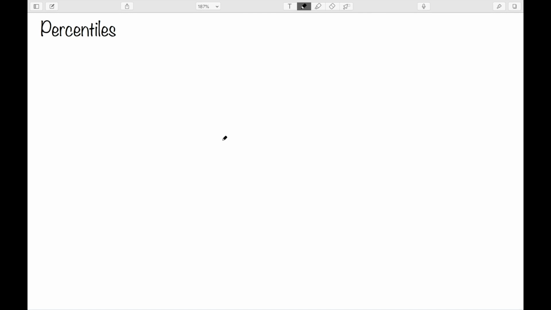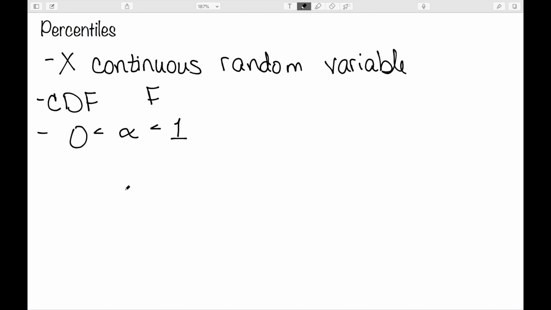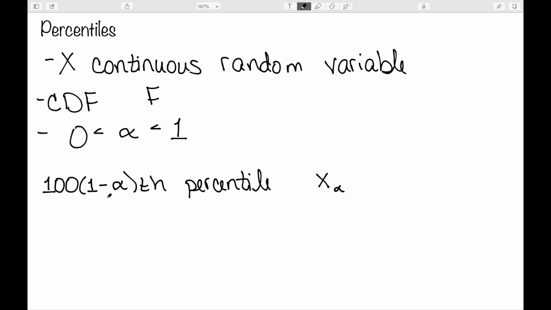In this video, I want to define and discuss percentiles. Let X be a continuous random variable with CDF given by capital F, and alpha be any number between 0 and 1. Then the 100(1 minus alpha)th percentile is given by x sub alpha. So as an example, if I wanted the 88th percentile, that would be given by x sub 0.12.